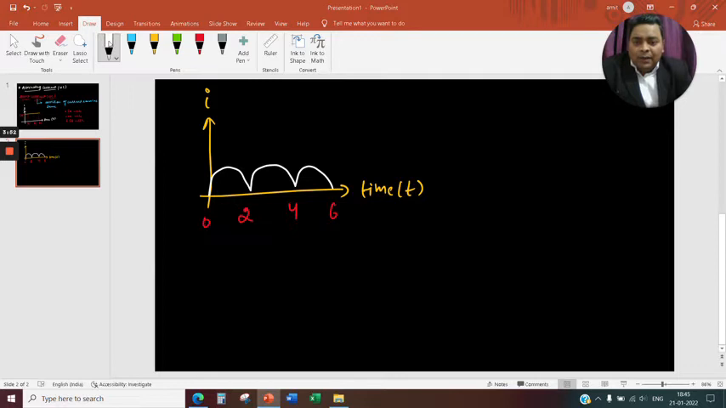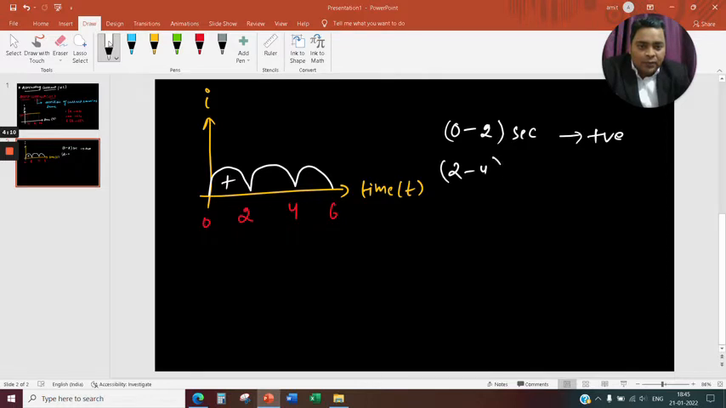Now between 0 to 2 second, what is the value of current? We are getting positive. Means the direction of current is positive here between time 0 to 2 second. Now regarding the next interval of time, from 2 to 4 second, again the curve is positive, means we are getting positive current. And for the next interval of time, 4 to 6 second, again we are getting positive current.